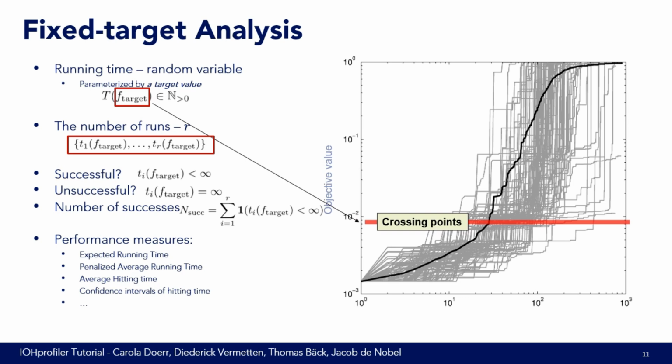We can look at penalized average run times, so we take averages, but then instead of saying we have this infinite for unsuccessful runs, we have some penalty. We can look at confidence intervals, etc., etc. So different ways of aggregating the same data will lead you to slightly different performance measures.